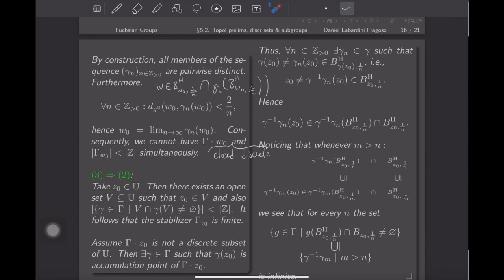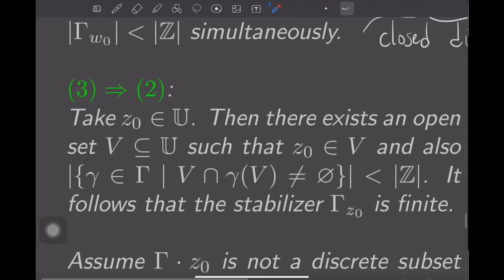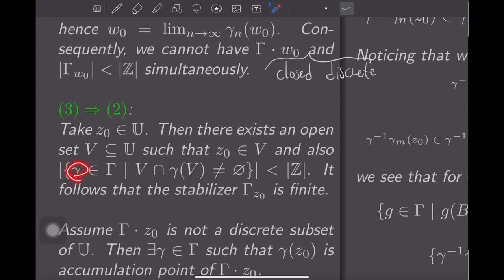And what I know is that there is some open neighborhood V of the point with the property, and I say it once more, that the number of gammas that don't move it very far away, that is, whose image still overlaps V, so it's not very far away, the number of such gammas is finite.